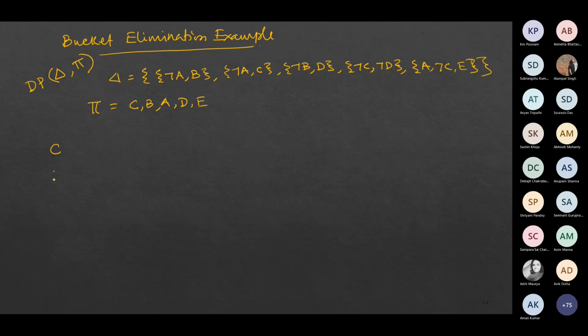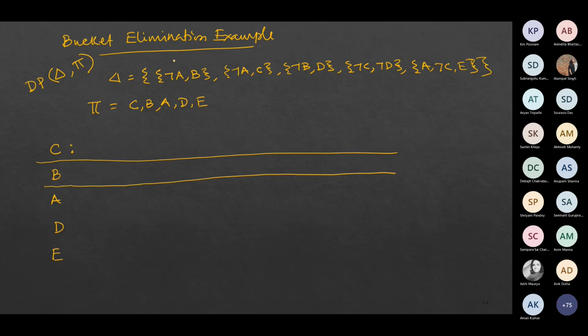So C is a variable, B is a variable, A is a variable, D is a variable, E is a variable. Now, the next task is to pick up every clause and see which bucket it should fit in. So first tell me, if you choose this clause, in which bucket should it belong? Of course it should belong to this B bucket. So we are trying to probe from the top, and this is the first place where we have a variable that belongs to this clause. So that's where we put this clause, in this bucket, right?